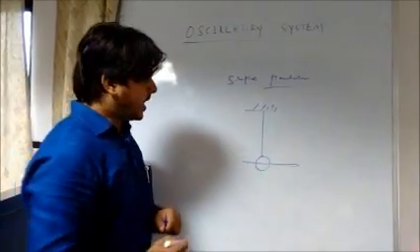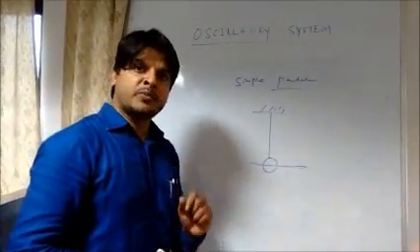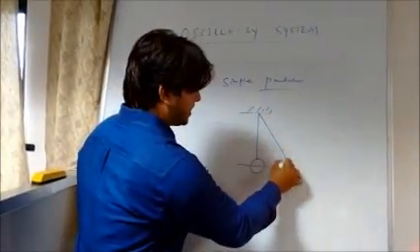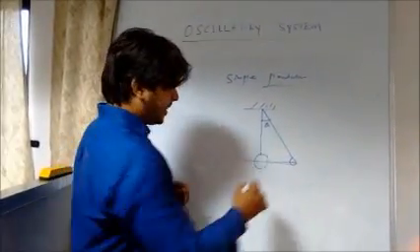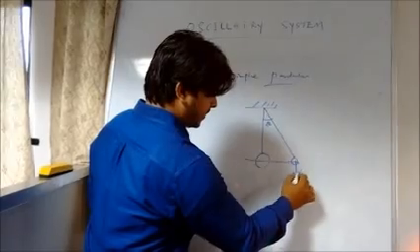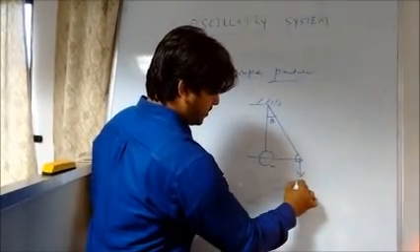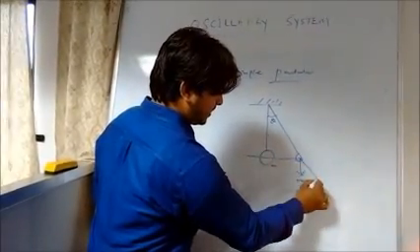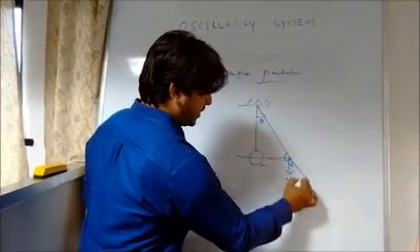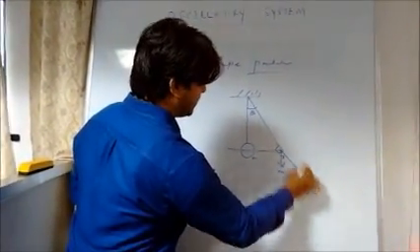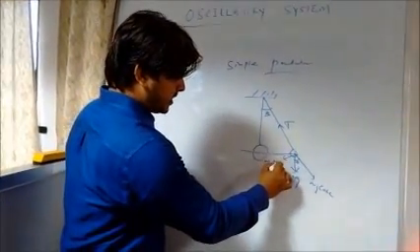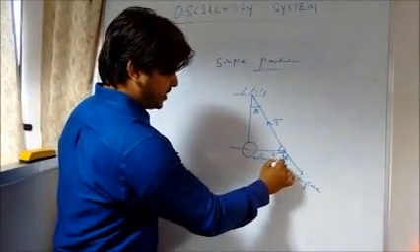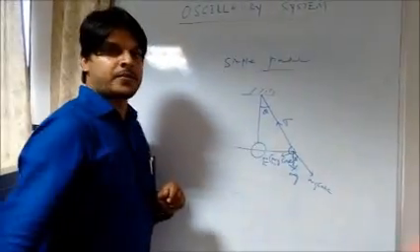Let's consider an oscillating simple pendulum at any instant of time t, where theta is the angular displacement. Suppose the mass is m, so the weight is mg. We resolve this weight into two components: mg cos theta, which is balanced by the tension of the string, and the tangential force mg sin theta, which provides the restoring force.